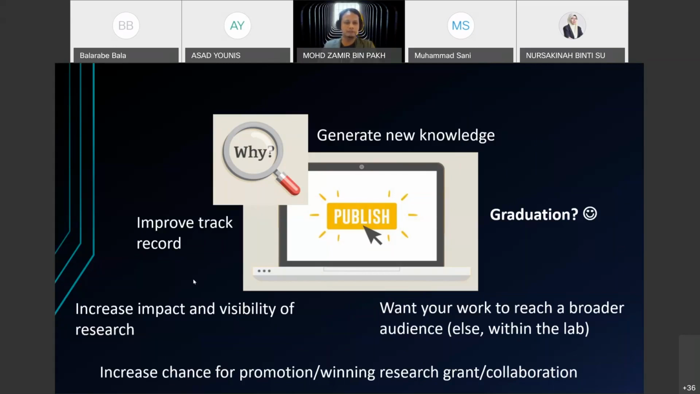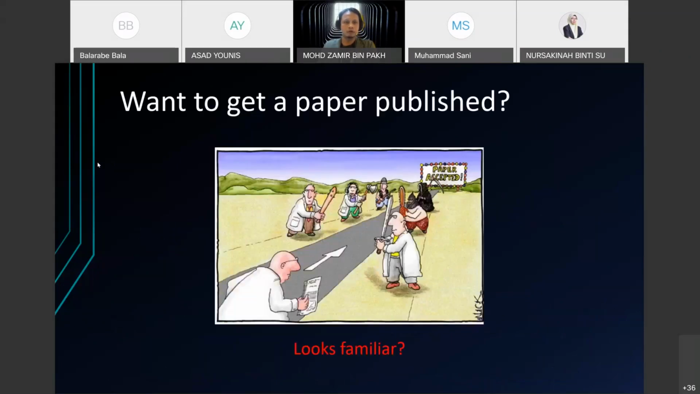Increase impact and visibility of research. You want your work to reach a broader audience. Otherwise, it'll just stay in the lab within you, within your group, within your friends, and that's all, right? So you want it to reach outside, to the US, to the UK, to Japan, China, and others, international. Increase chances for promotion, winning research grants in the future, collaboration, and whatnot. Okay. So you want to get a paper published.